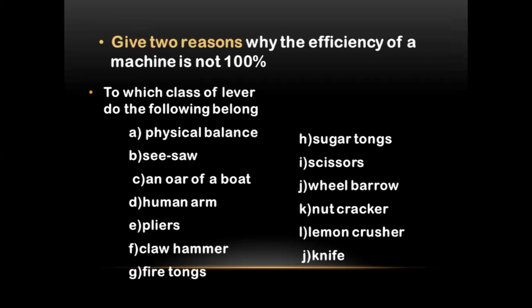To which class of lever do the following belong? A physical balance, seesaw, an oar of a boat, human arm, pliers, claw hammer, fire tongs, sugar tongs, scissors, wheelbarrow, nutcracker, lemon crusher, and knife. So children, try to find the answer for these questions. Not all the answers are exactly in the video, especially for the last one. You will have to think. Just imagine how a lemon crusher would be, or how a sugar tong would be, or how we row a boat. Try to place the load, fulcrum and effort properly and classify the type of lever they belong to.